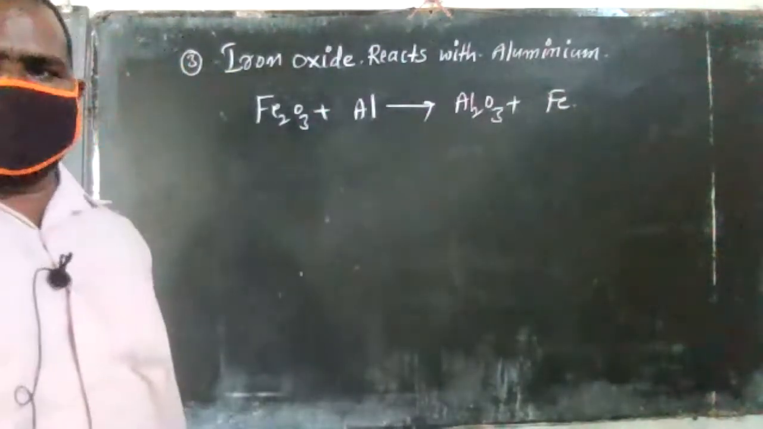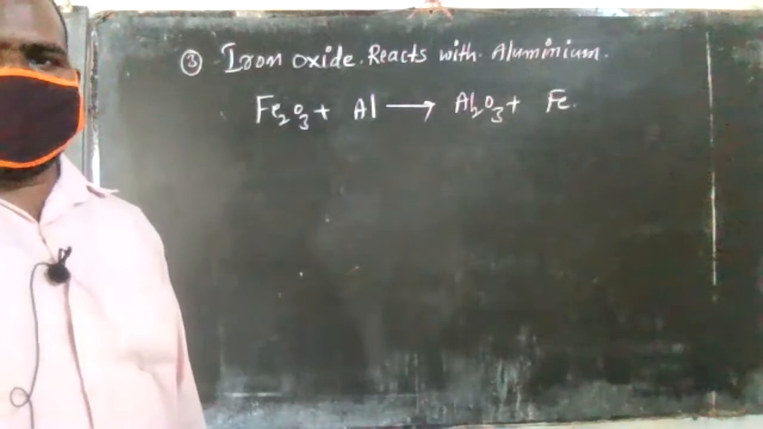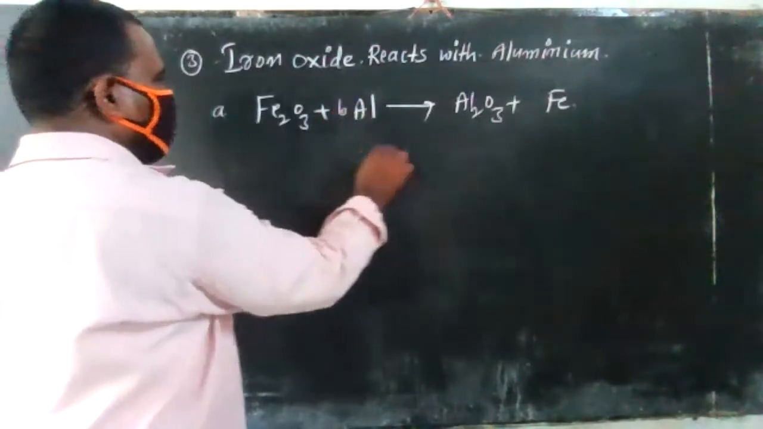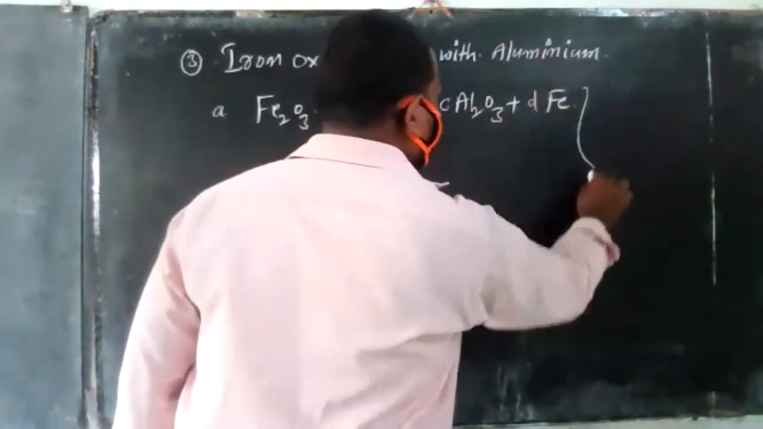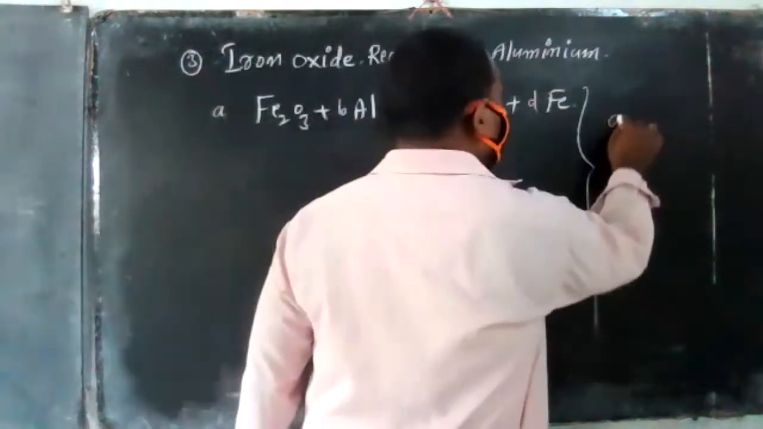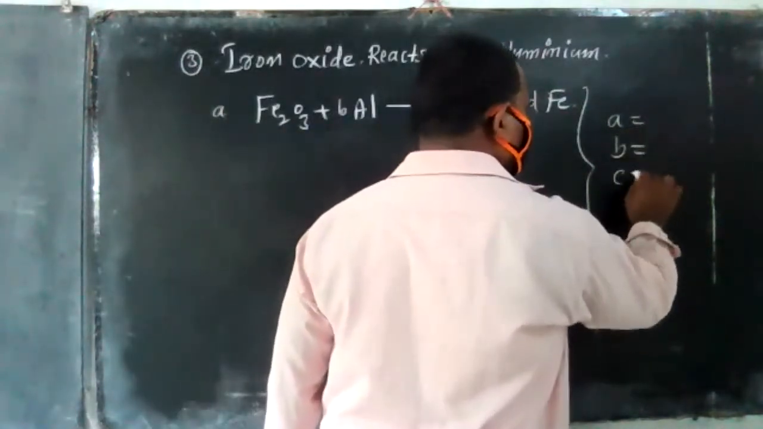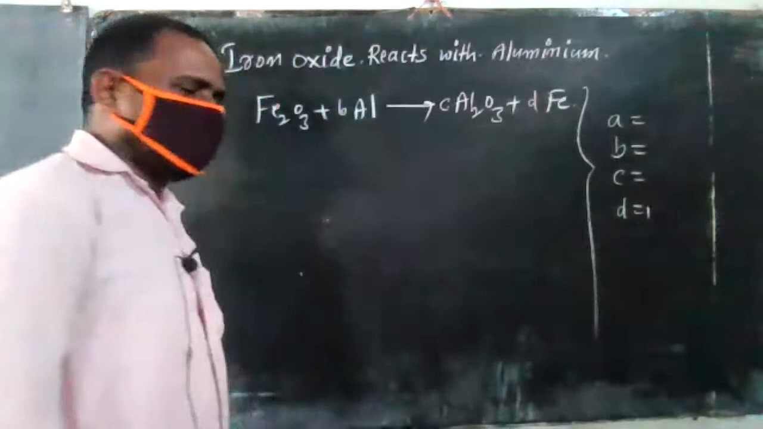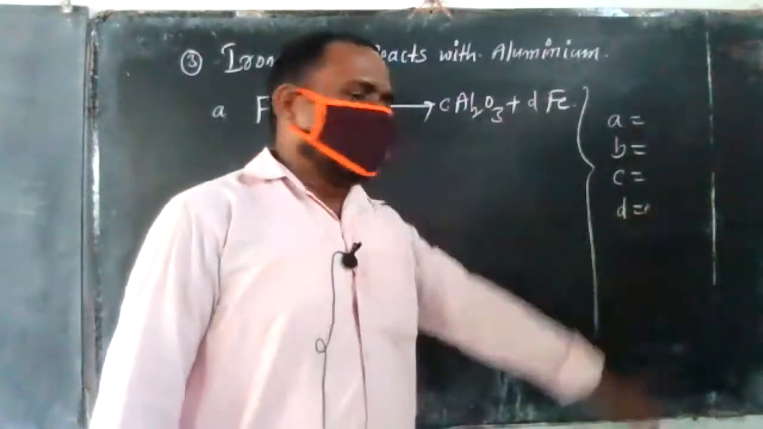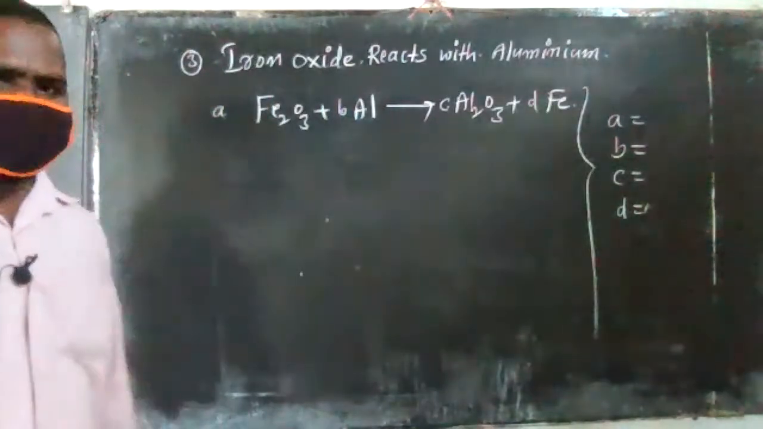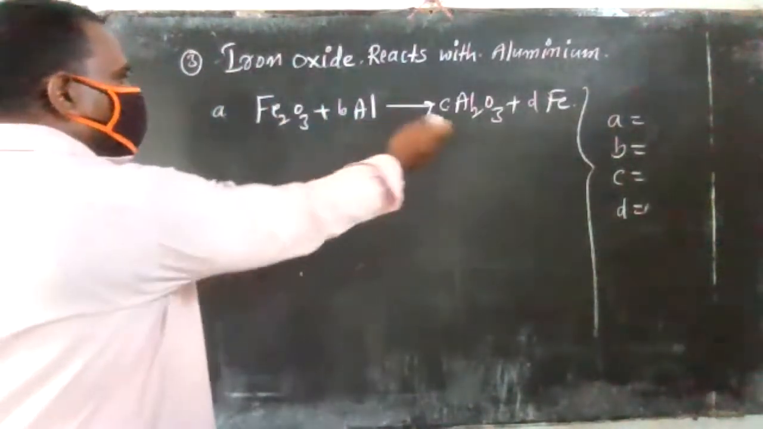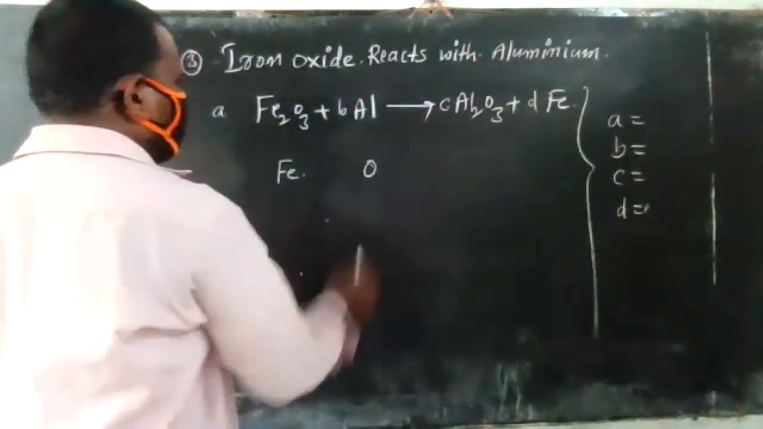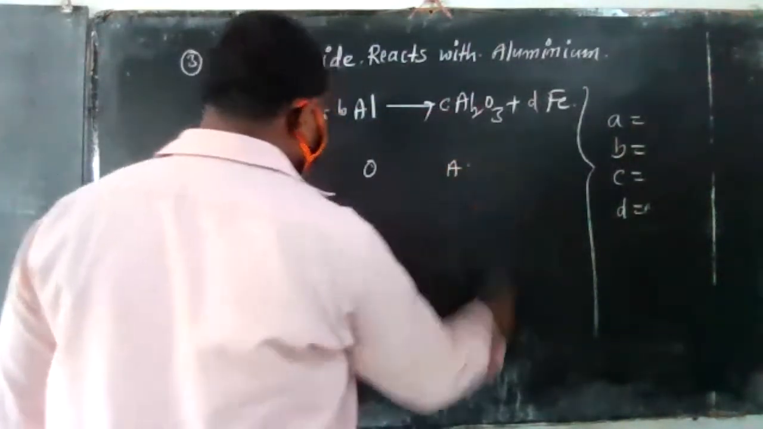Now again you prove it in the mathematical way. Mathematical way means this is A, B, C and D. Now what is the A value, B value, C value and D value? What are the coefficient numbers? You find out. First of all, iron is on both sides. Next, oxygen is on both sides. Then aluminum is also on both sides.